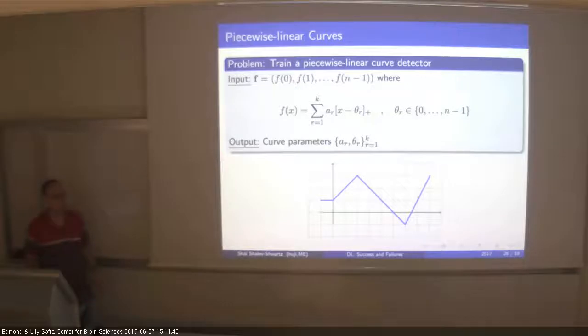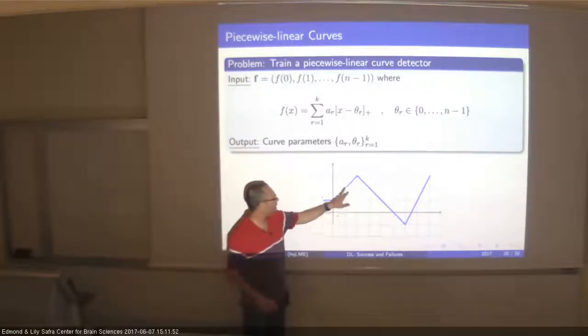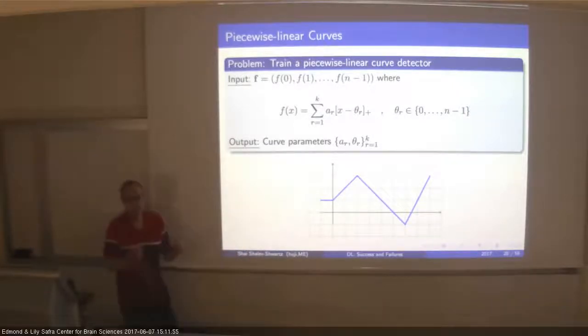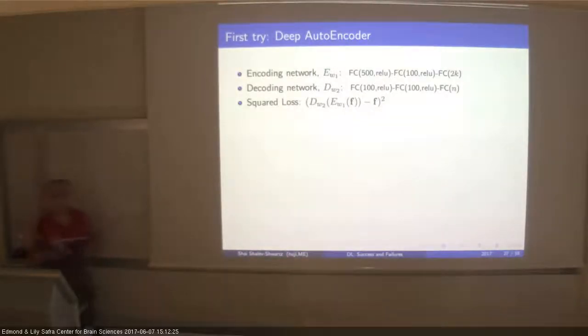Okay, so let's look at this very simplistic problem. Forget about the image at all. I give you a discretization of a curve, F0, F1, F2, okay, I give you endpoints of the curve. This is a vector. And this curve is piecewise linear with k pieces, meaning there are 2k parameters that describe it completely. So I want you to teach a deep network to do the very simple thing of taking this vector and giving me the 2k parameters of the curve. Okay? It looks like a very simple problem. So let's see how we tackle it.